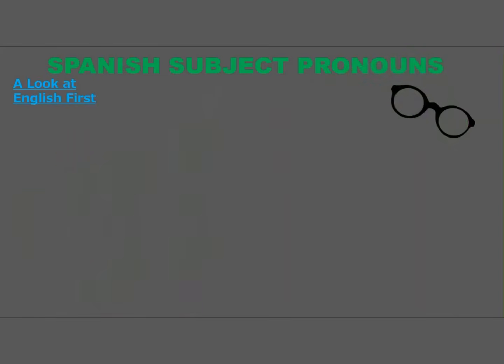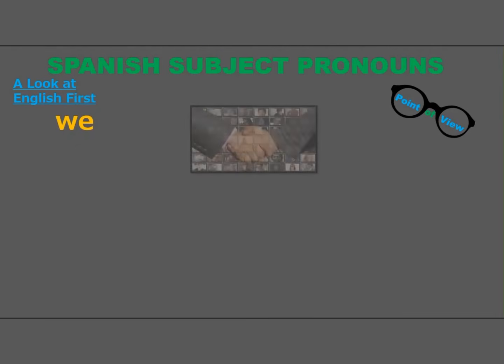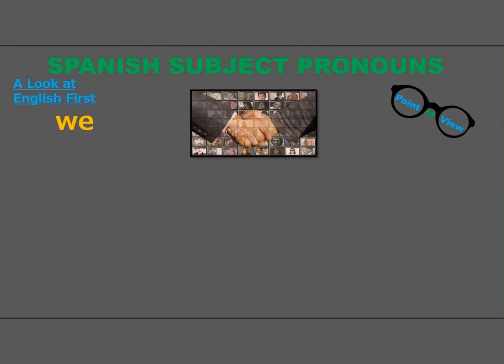So let's look at the plural form. Our first subject pronoun in the plural form is we. The pronoun we is used when referring to oneself with someone else, no matter how many others. Therefore, we is also in the first person point of view.